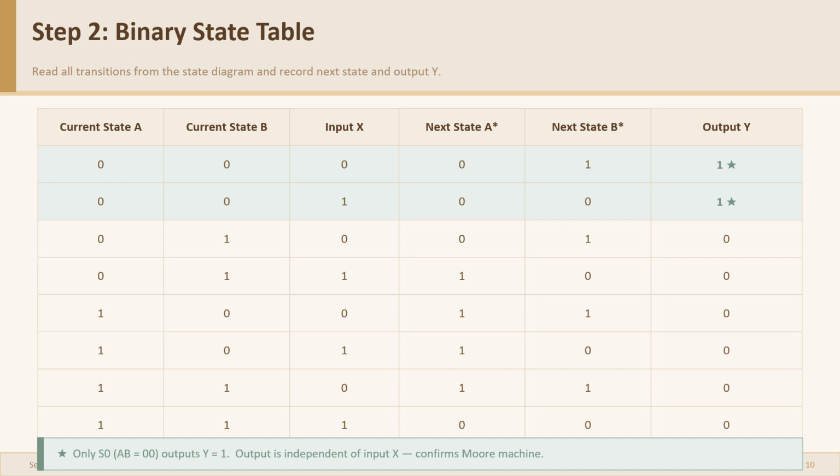Now look at the output column. Y equals 1 occurs only in state S0. Every other state produces y equals 0. This is exactly the Moore machine behavior we identified. The output is determined entirely by which state we are currently in.